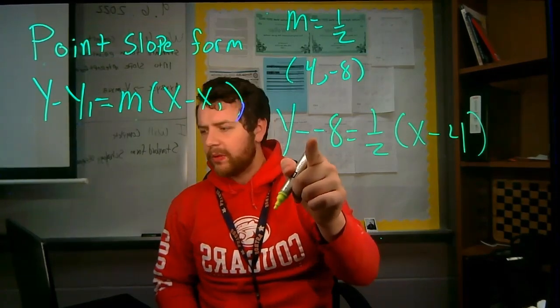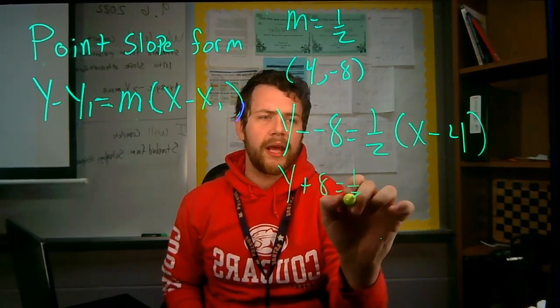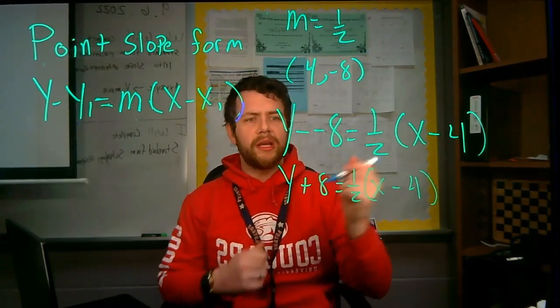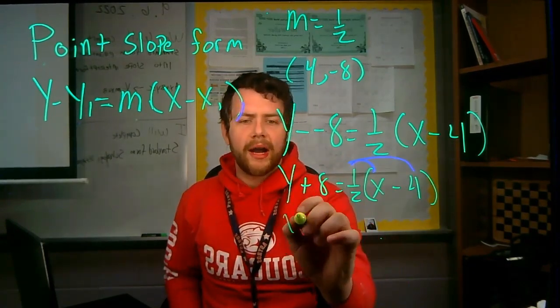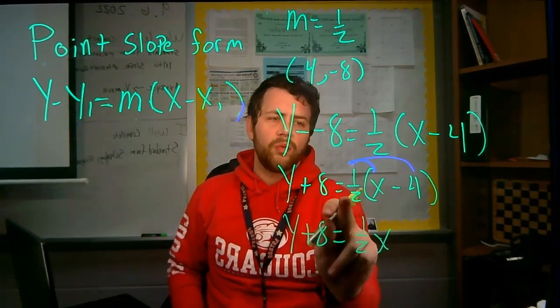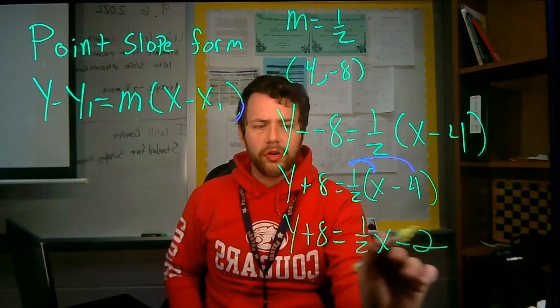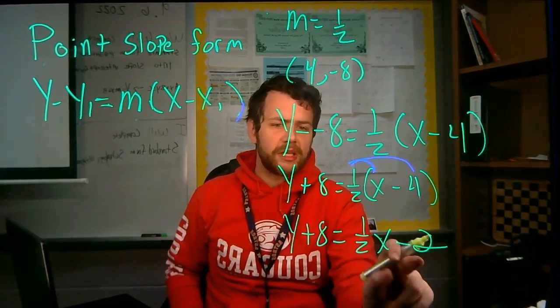Let's take care of that housekeeping. We do have these double negatives here. So we have y + 8 = 1/2 (x - 4). And then we can distribute the 1/2. So we have y + 8 = 1/2 x, and then 1/2 times -4 is -2. You can use a calculator to check that, but I do know that 1/2 times -4 is -2. And then we're almost done.